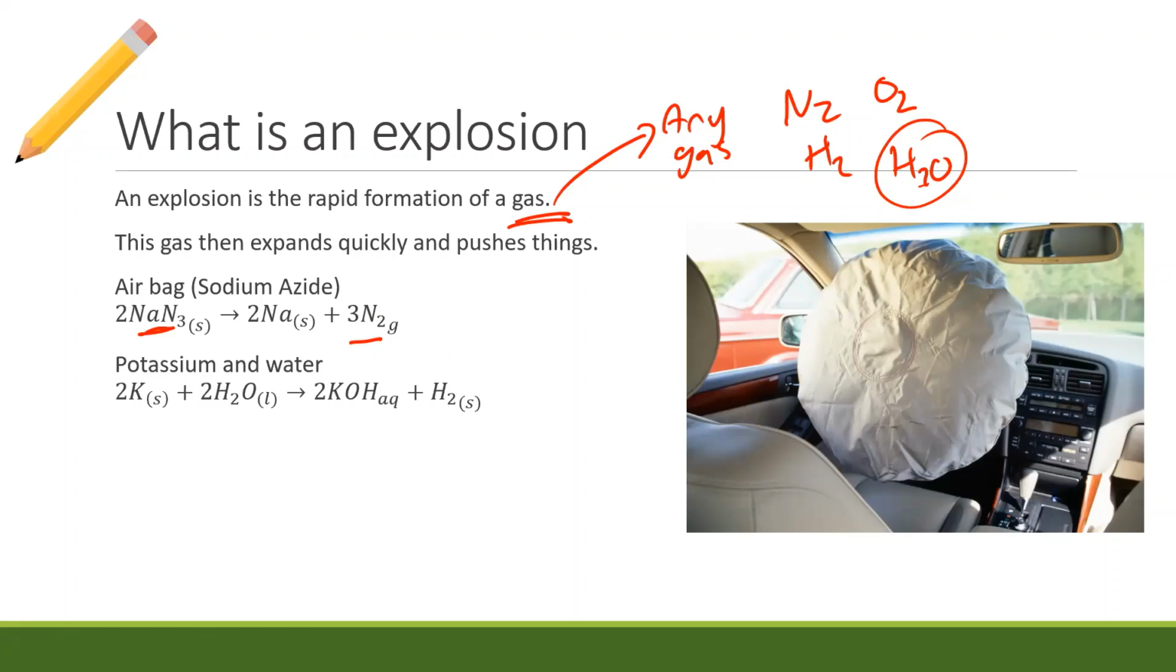When you crash into something, there is an explosion, and it fills the airbag with nitrogen very, very quickly. That's what it is. It's an explosion, in a fraction of a second.